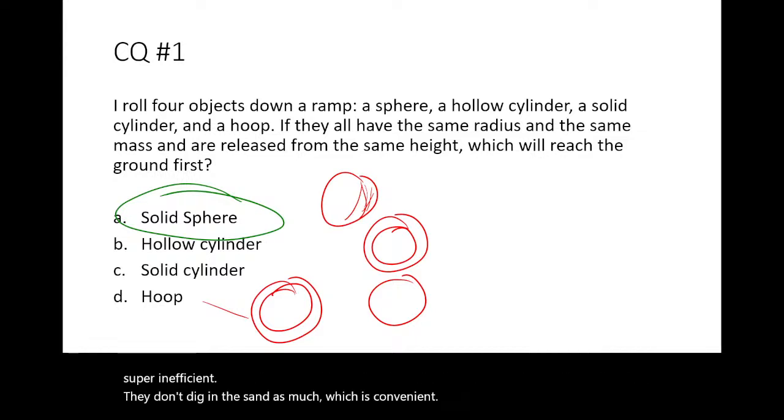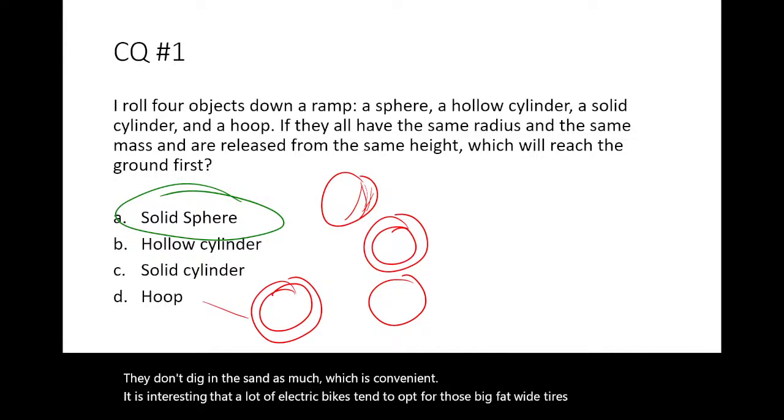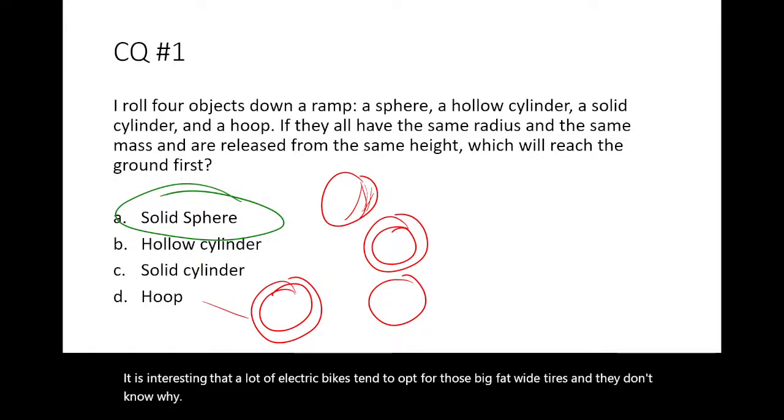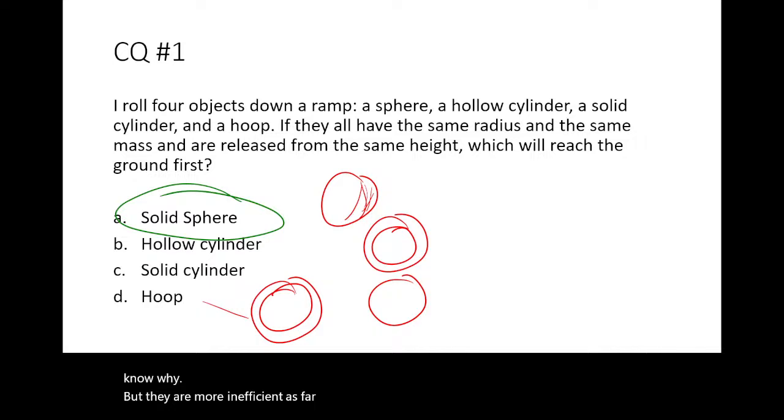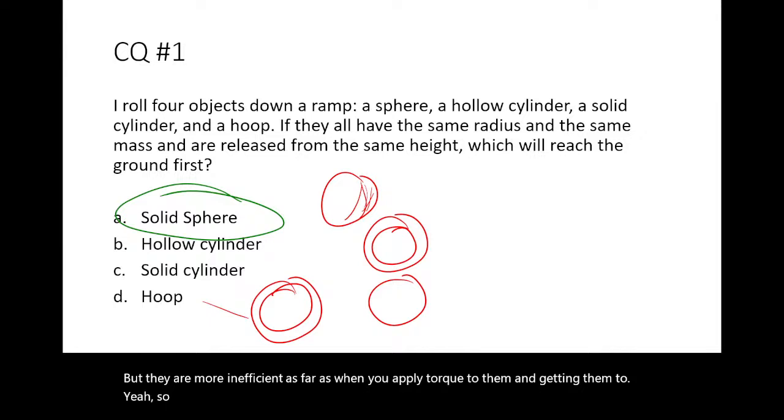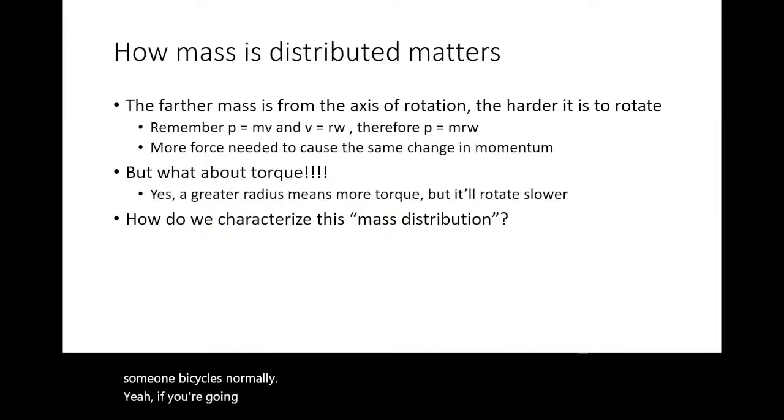It is interesting that a lot of electric bikes tend to opt for those big, fat, wide tires, and I don't know why. But they are more inefficient when you apply torque to them. Because they can have more tread on them, you do get more traction, which can be safer, I guess, when you're going way faster than bicycles normally go. Yeah, those electric bikes, they scoot. All right, so there you go.